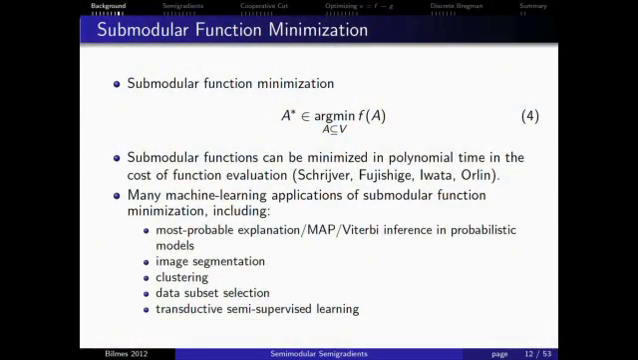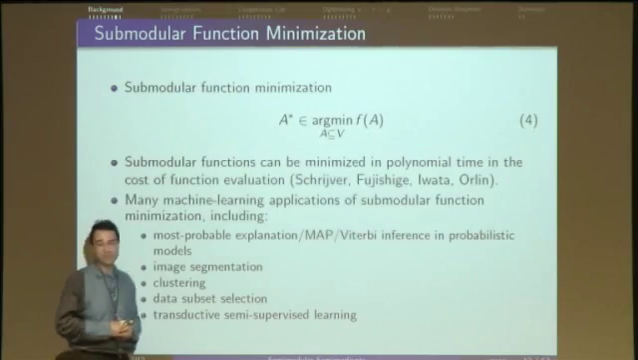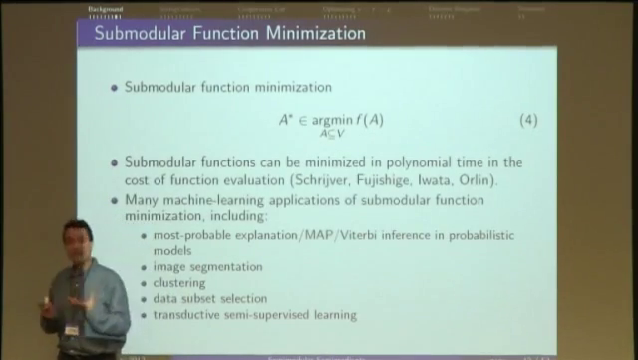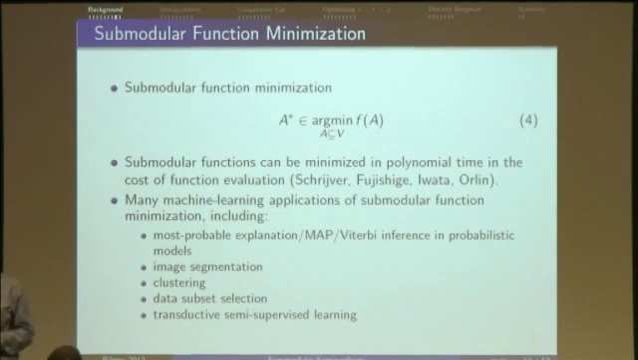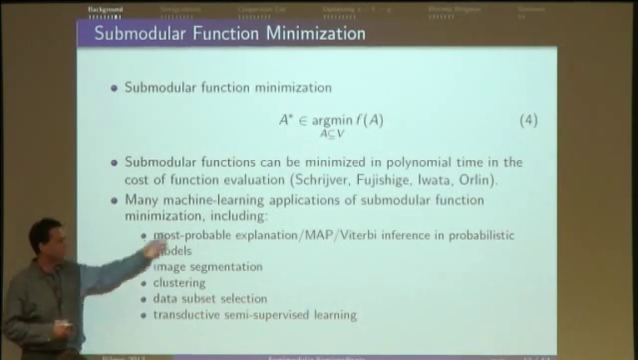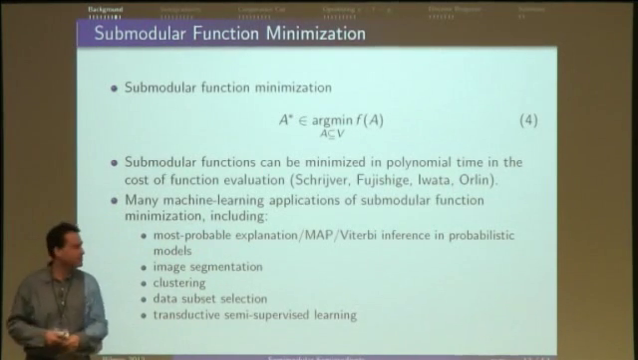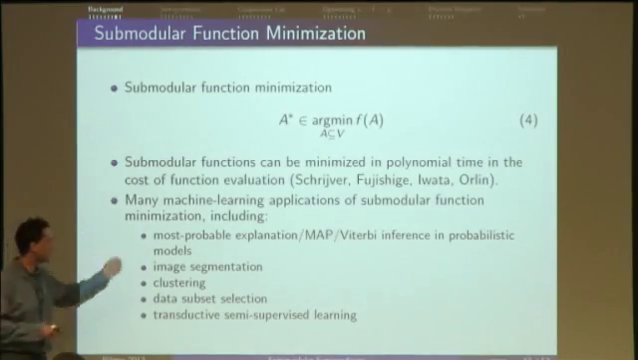And now submodular function minimization is another thing you might want to do. It's a very different kind of problem, and very different techniques are used to minimize versus maximize submodular functions. Submodular functions can be minimized in polynomial time. And while it's not as efficient as the approximation algorithms for maximizing submodular functions, oftentimes for special cases of submodular functions, you can do this extremely efficiently. There are many applications of this as well in machine learning, including Viterbi inference in probabilistic models, often called most probable explanation or MAP inference, image segmentation, clustering, data subset selection, and transductive semi-supervised learning, and many others as well.